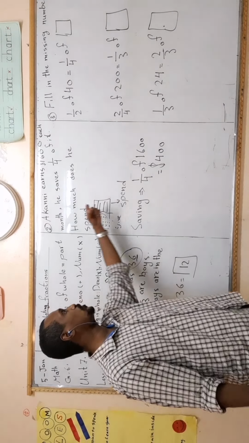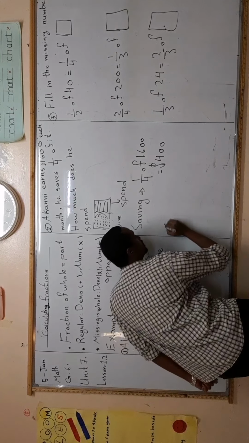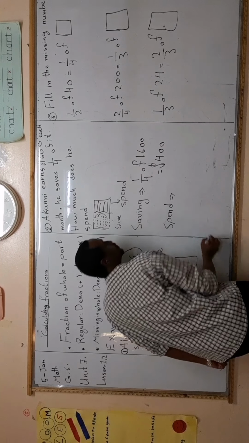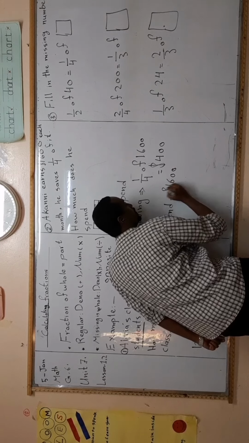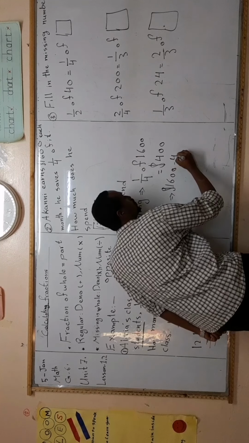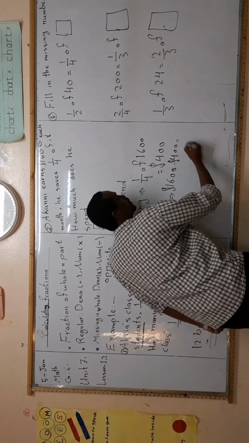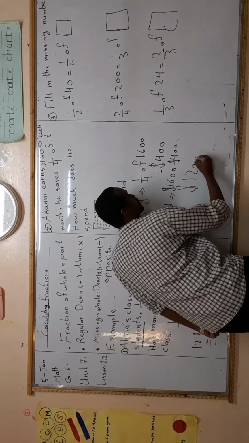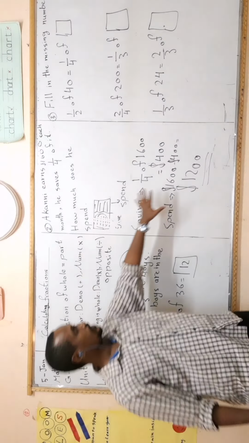But do I want how much he saves? No, I want how much he spent. That means spend, it will be what? What does he spend? I'm going to do 1,600, all of the money, minus 400 equals 1,200.